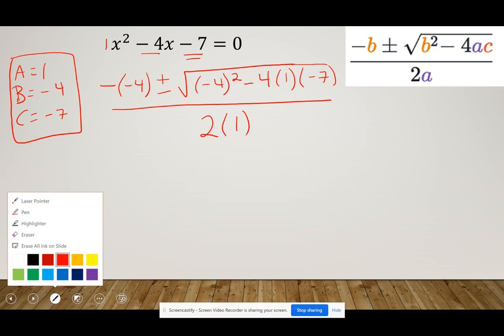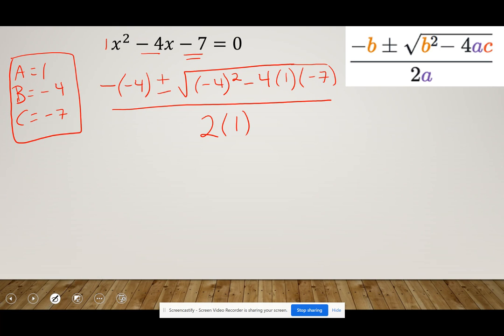Let me see if I can change colors here, because I'm going to show you how to simplify this a little bit. So I always do this, I call it 4 chunks. So the first chunk I'm going to do is this piece right here. What is the opposite of -4? The opposite of -4 is +4. Plus or minus the square root.